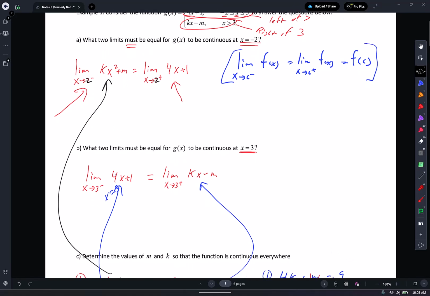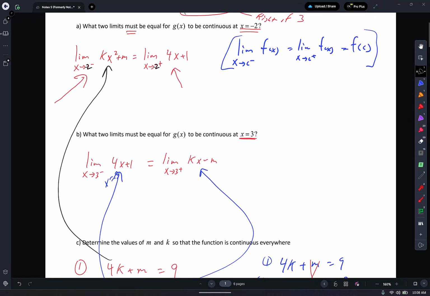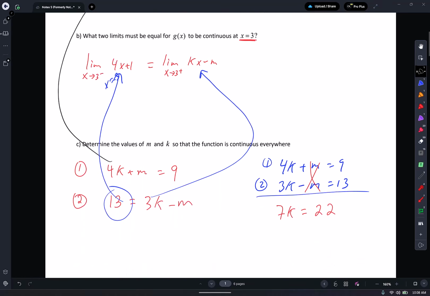4 times -2, relax, it's a simple fix. 4 times -2 is -8 plus 1. So change that to a -7. Change that to a -7. And then change that 22 to 3, 4, 5, 6, to a 6.